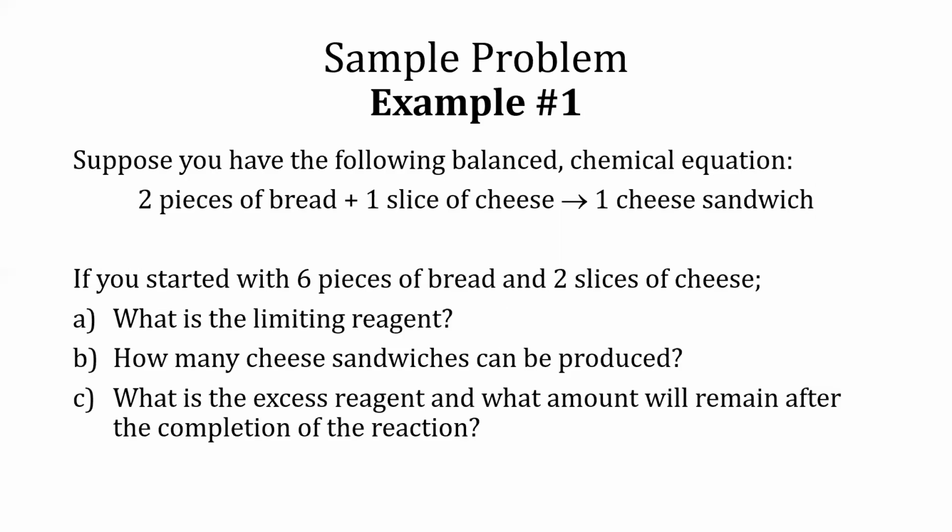Sample problem example 1: suppose you have the following balanced chemical equation. 2 pieces of bread plus 1 slice of cheese forms 1 cheese sandwich. If you started with 6 pieces of bread and 2 slices of cheese, A, what is the limiting reagent? B, how many cheese sandwiches can be produced? And C, what is the excess reagent and what amount will remain after the completion of the reaction?